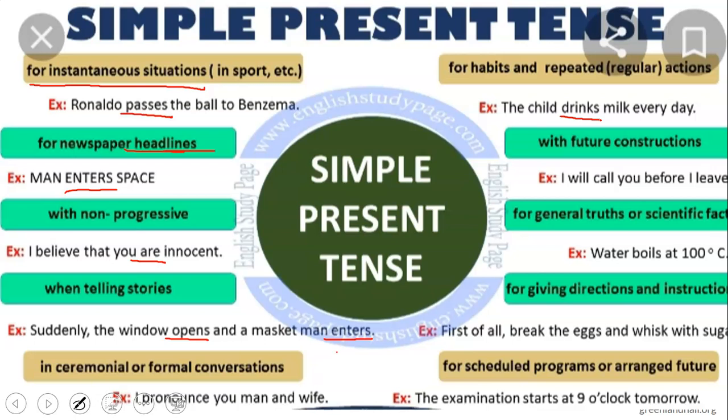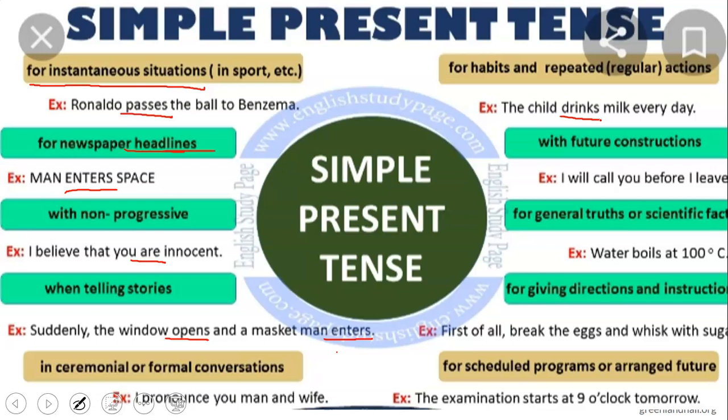Then for general truth or scientific facts. General truth is something that has been proven and believed by everyone to be the truth. For example, water boils at 100 degrees Celsius. Now, we all know that water boils at this degree. So, it's a general truth. We have other general truths that everybody knows, like the earth is spherical. It's a general truth.